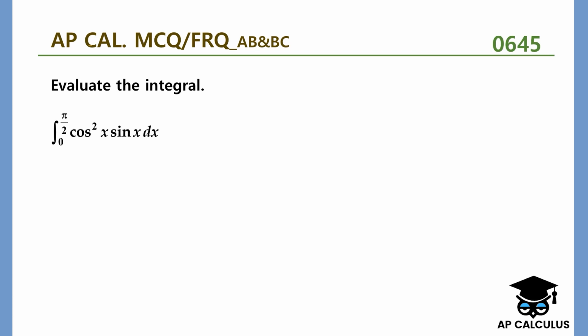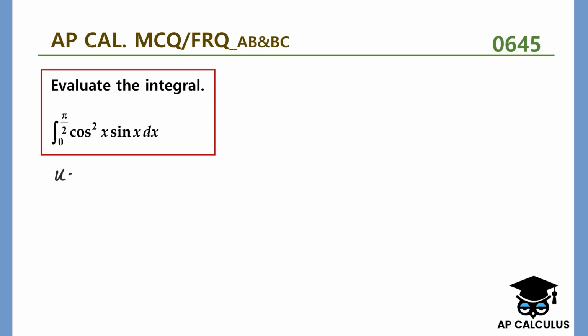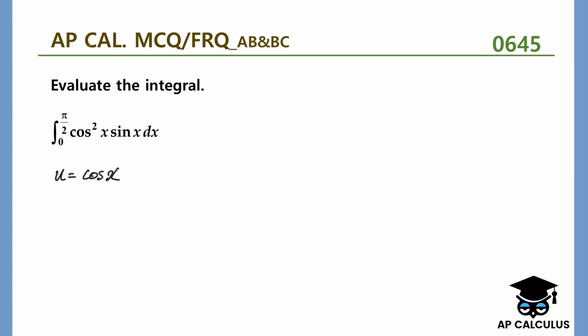Question 645. This time, we have a definite integral with trigonometry expressions. First, we're going to let u equal cosine x. Then our derivative, du over dx, is equal to negative sine x. So du is equal to negative sine x times dx, right? This is a definite integral. We have lower limit 0, upper limit pi over 2, right?